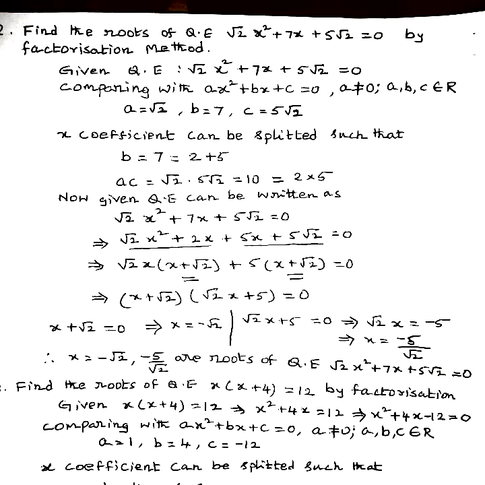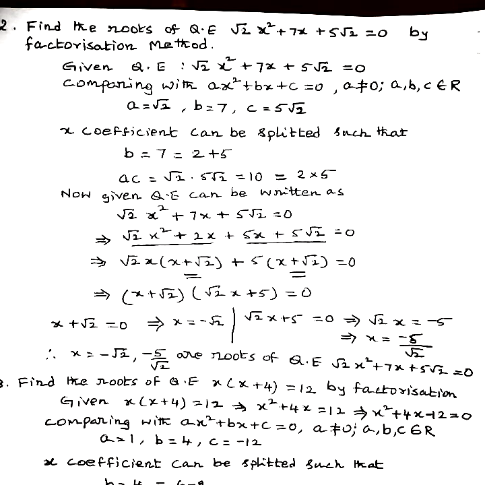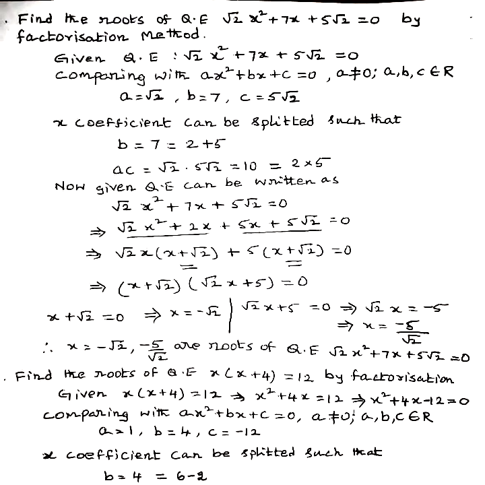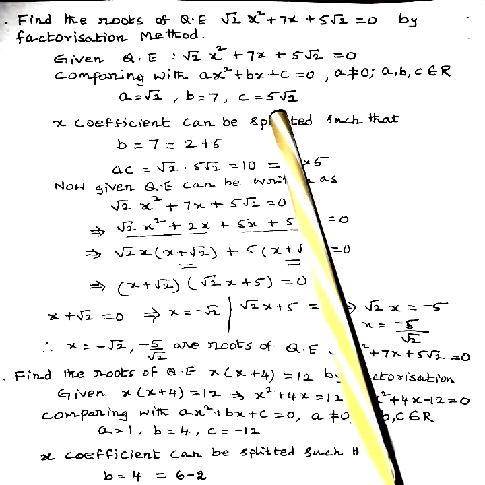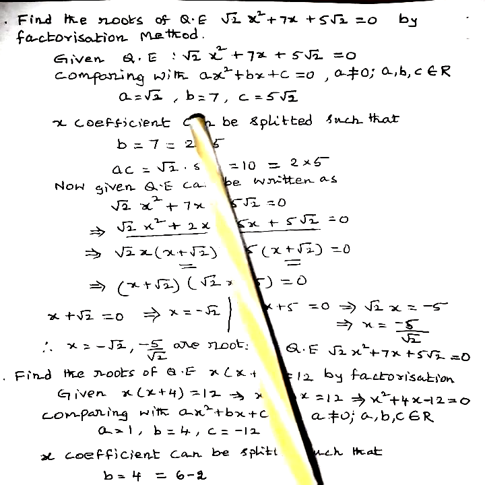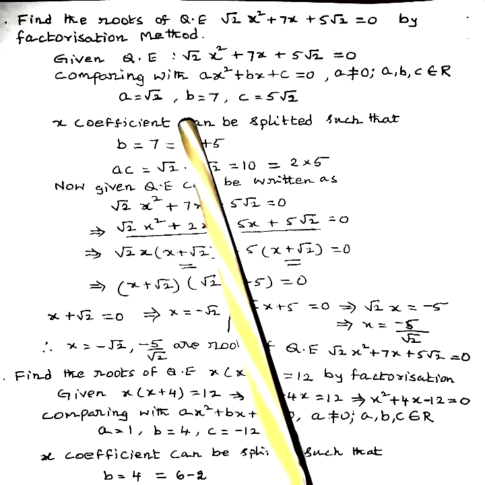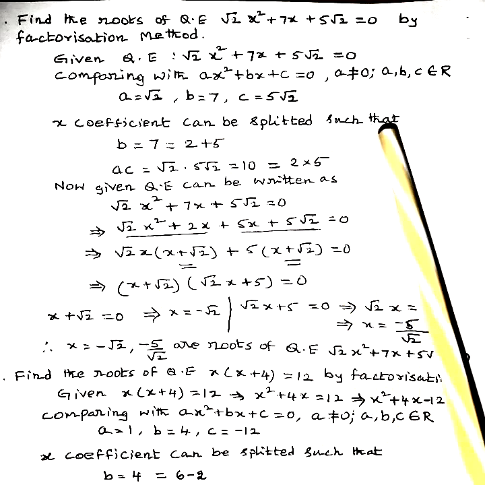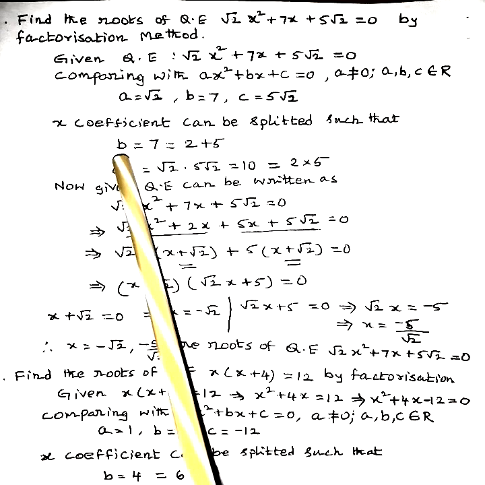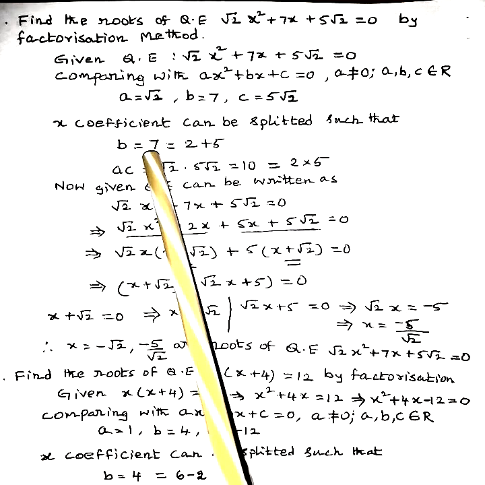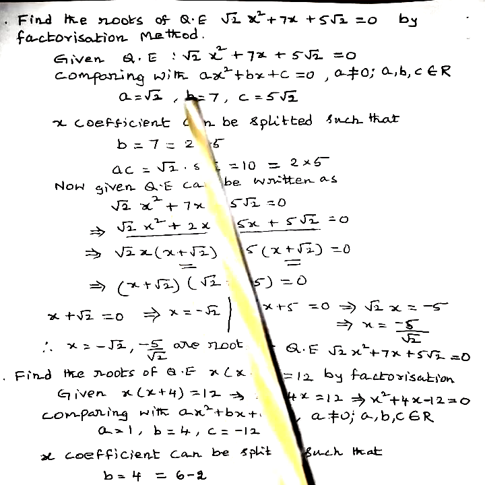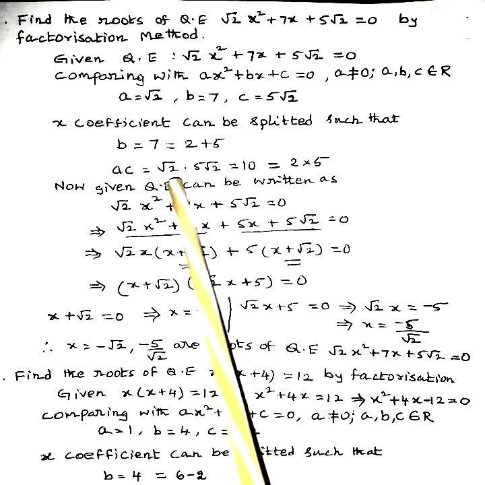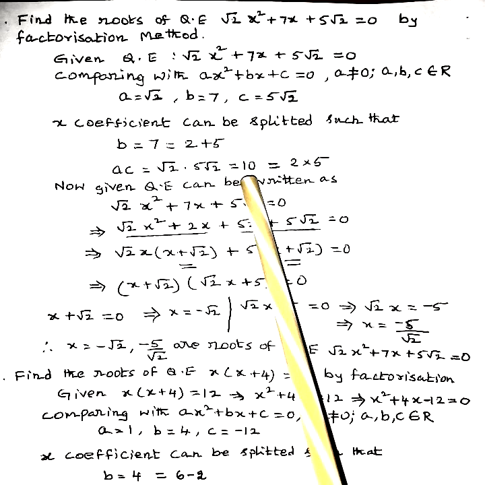Comparing with quadratic equation ax square plus bx plus c equal to 0, we get a equal to root 2, b equal to 7 and c equal to 5 root 2. Now x coefficient, that is b, can be split into the sum of two real numbers m plus n. b can be written as m plus n, that is 7 can be written as 2 plus 5, and the product AC, a is root 2, c is 5 root 2, AC equals 10.